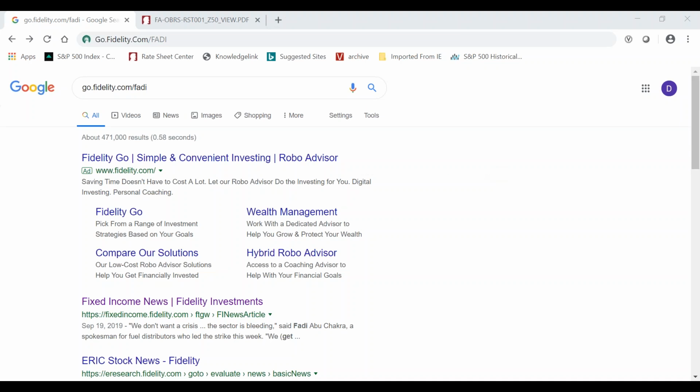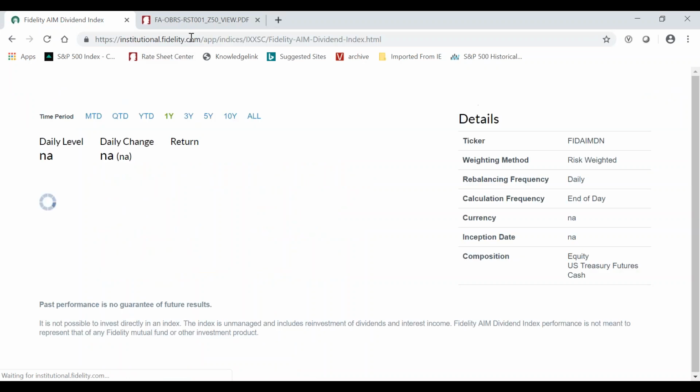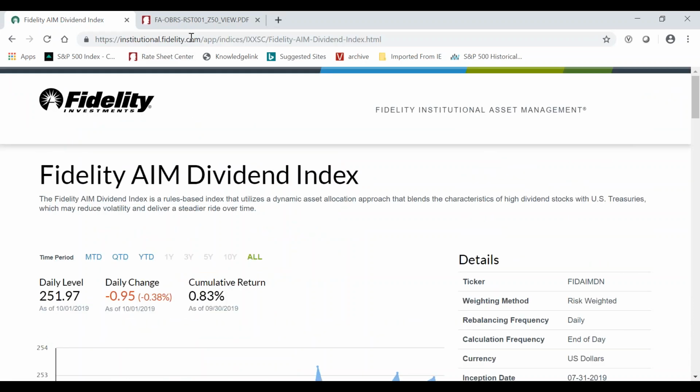If you look at the top of my screen right here, when you get a minute, type in go.fidelity.com/FADI. You do that, hit enter, and you can go to Fidelity's website talking about this index. The cool thing is, when partnering with Fidelity, we want an index that is going to perform well. Clients have the downside protection with the FIA. We want to see some steady, good performance in a low interest rate environment and potentially being late cycle in a bull market.